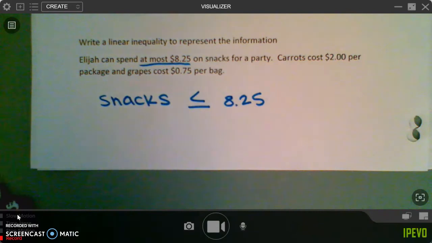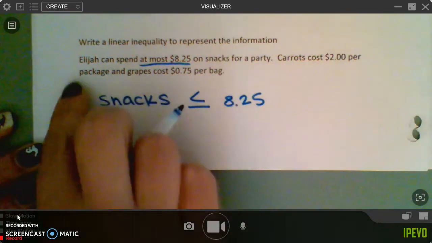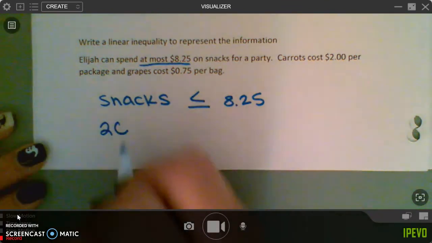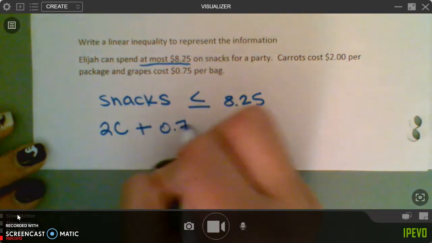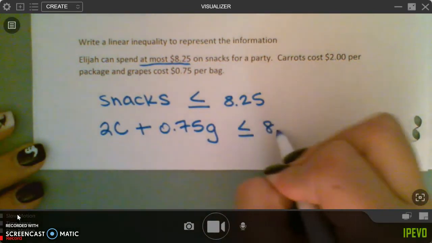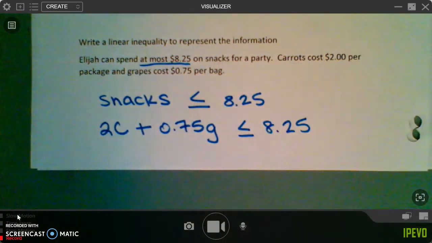However, the snacks we have prices on, so it's $2 for carrots, so we're going to do 2C for $2 for carrots, plus 0.75 grapes, less than or equal to 8.25. The last time we did this was like a quilting problem, like at least a month ago.